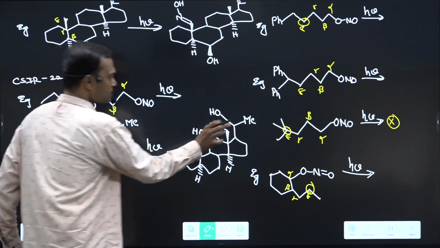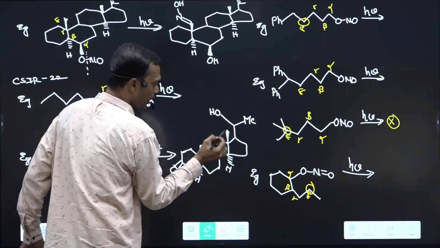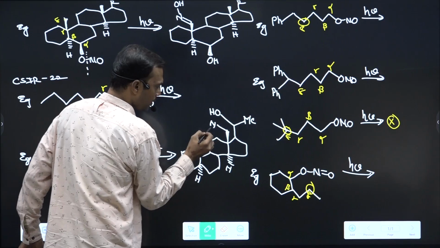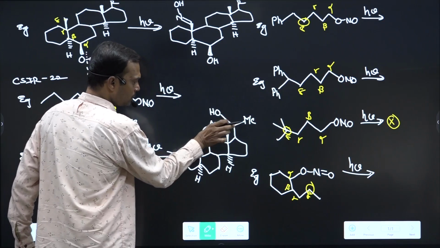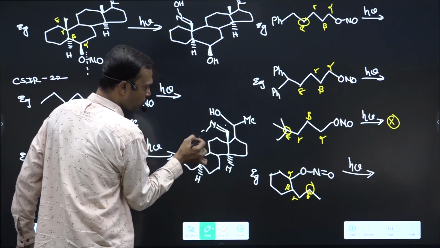Every time, first what happens? See, when NO is added here, first N double bond O formation takes place. Then this hydrogen is involved in tautomerism. After tautomerism, put a double bond here, put OH here. That is the answer.